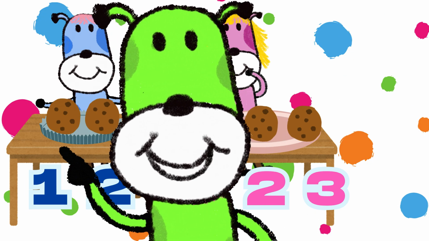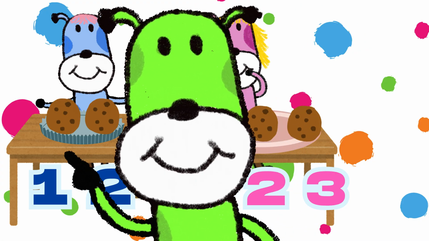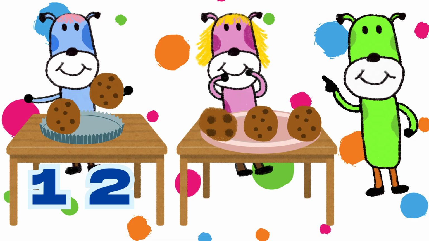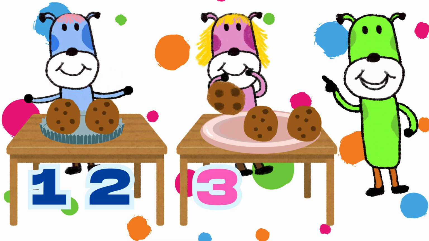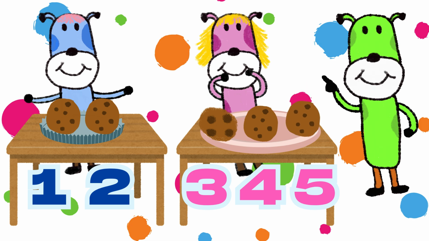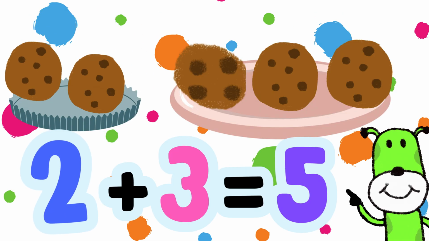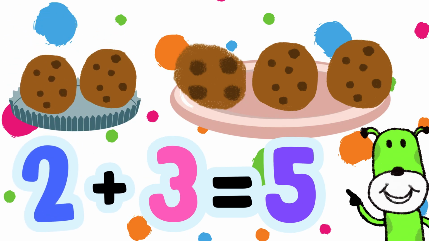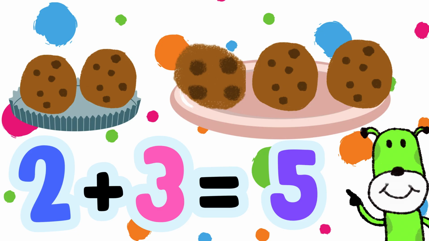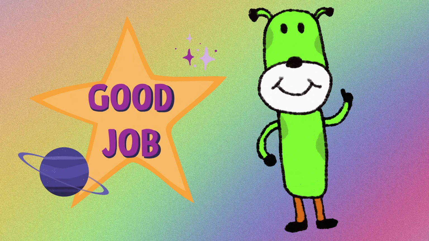How many cookies are there on both plates? Let's count. 1, 2, 3, 4, 5. There are 5 cookies on both plates. 2 cookies on the blue plate plus 3 cookies on the pink plate. That makes 5 cookies in total. Great job, kids. Keep it going.